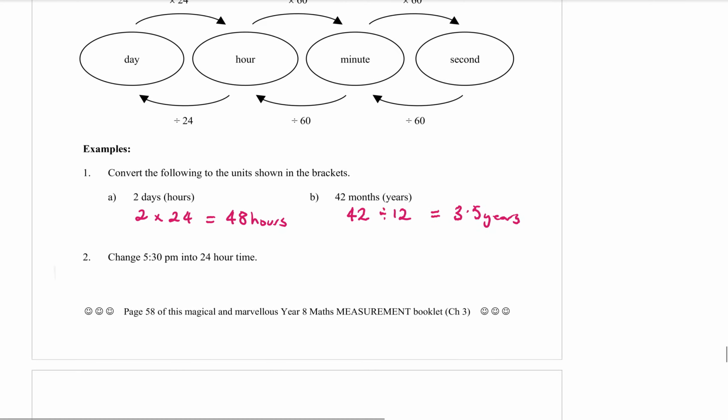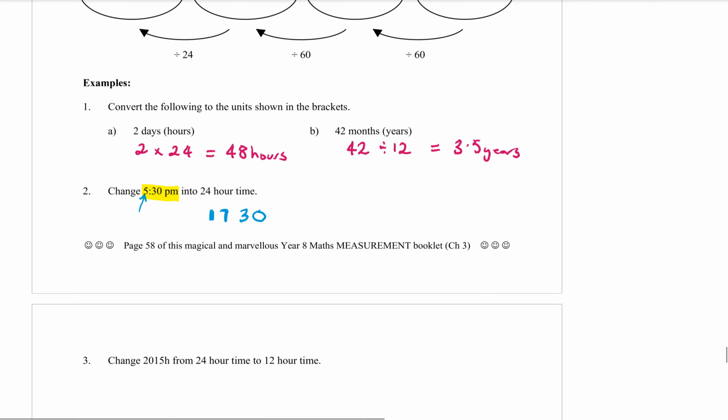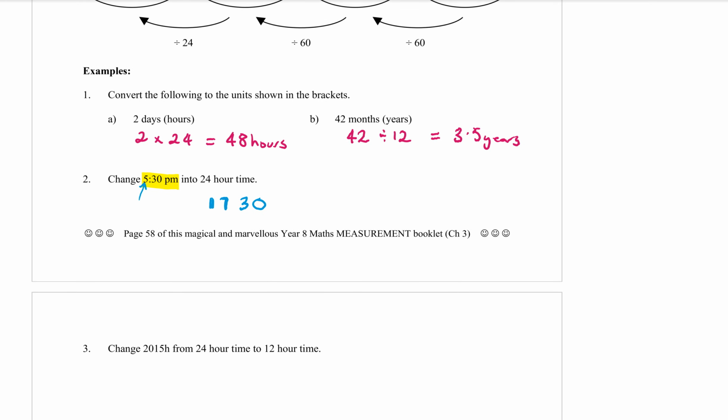Okay. Question 2. We want to change 5:30 p.m. into 24-hour time. Now, if the 12-hour time that we have been given, which is this one here, is PM, all we have to do is add 12 to the hours to change it into 24-hour time. So if I go 12 plus that 5, that makes 17. So 17 hours and 30 minutes. So 17:30 would be the time in 24-hour time.